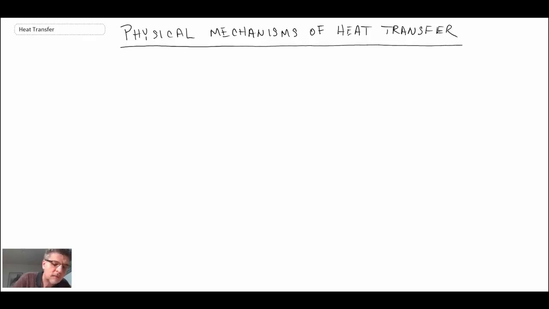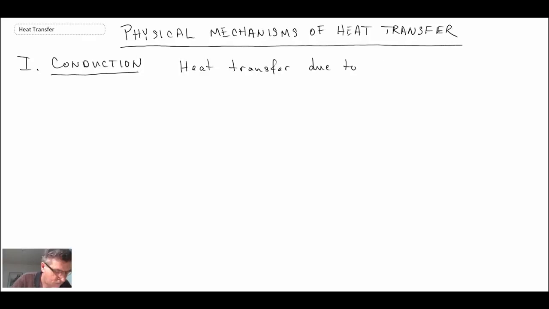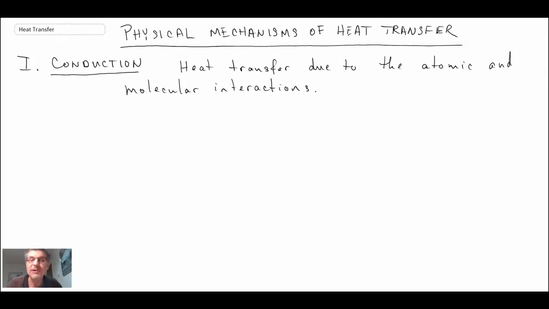What we're going to do now is take a look at the physical mechanisms of heat transfer, and the first one that we will consider will be conduction. So conduction is heat transfer due to atomic and molecular interactions. And the nature of conduction depends upon whether we're looking at a gas, a liquid, or a solid. And what we'll do is begin with gases.